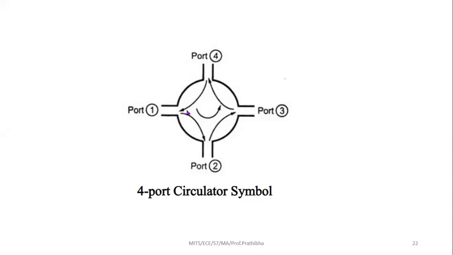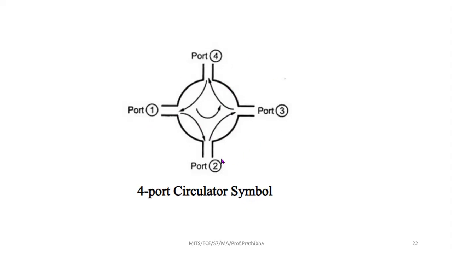So whatever you send from port 1 goes to port 2, and will not go to port 3 and 4. The diagram is self-explanatory. If I send power from 2, it will go to 3. If I send power from 3, it will go to 4. If I send from 4, it will go to 1. That's why it's called a circulator. If I send from 1, it's only going to 2, right? So an interesting kind of device.